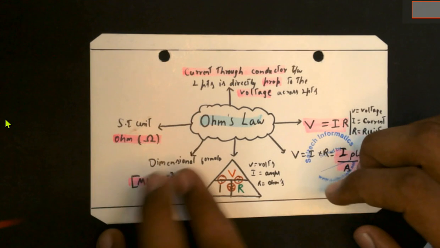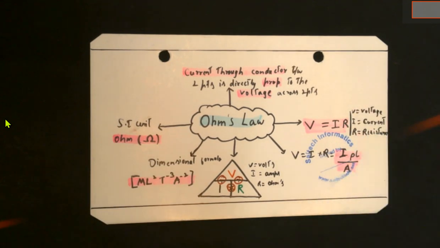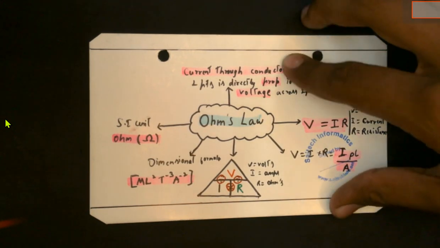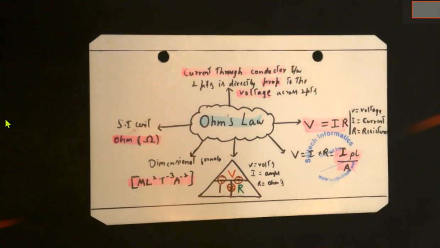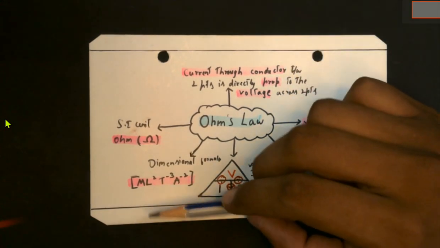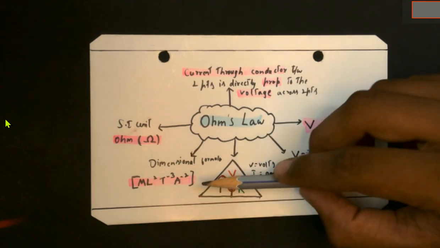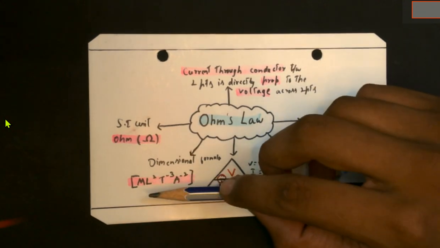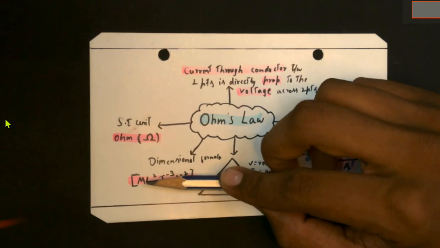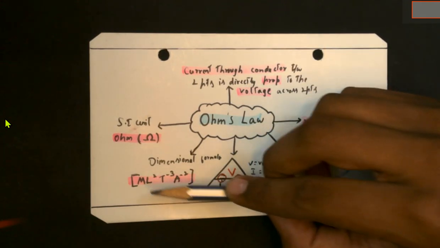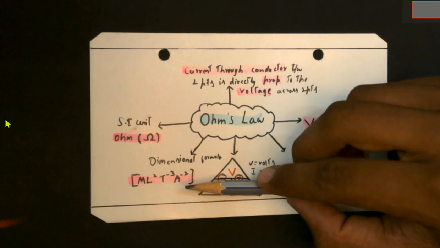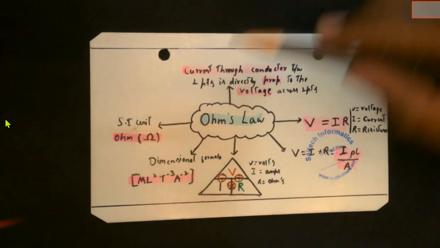Now the dimensional formula of resistance is given as M L square T power minus 3 A power minus 2, and the SI unit of resistance is ohm, which is given by the symbol omega. What does M represent? M represents the mass. L represents the length. T is time, A is ampere.